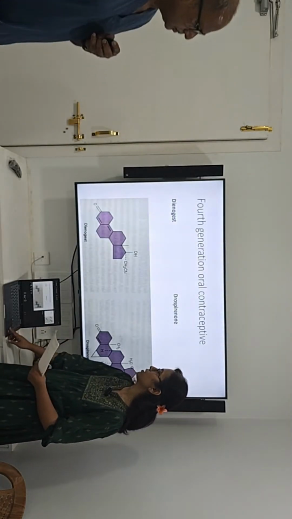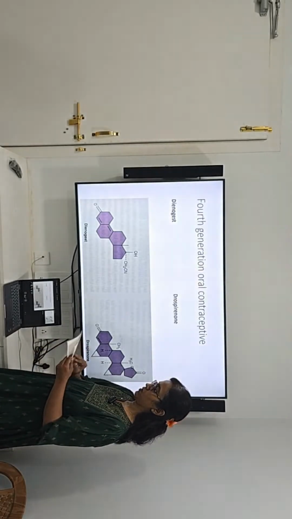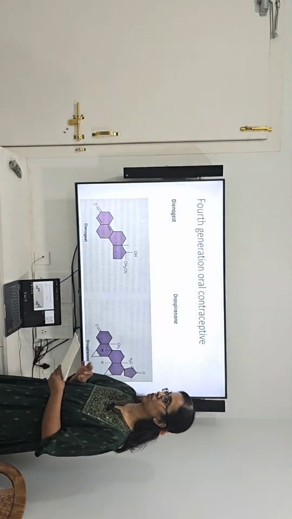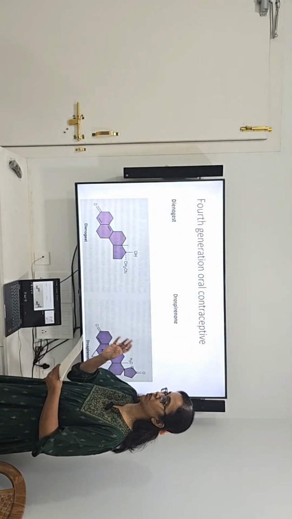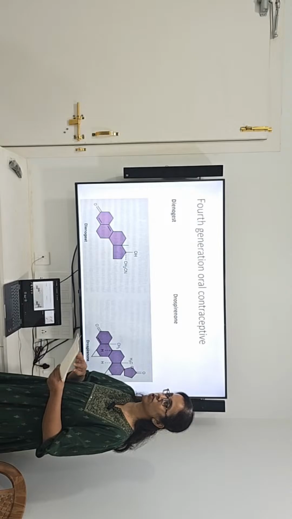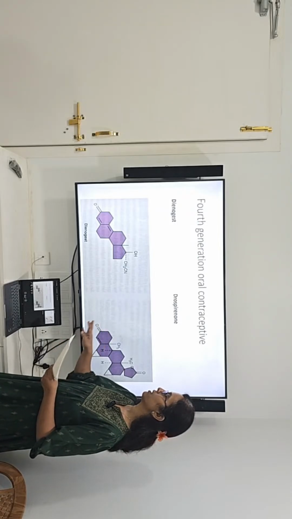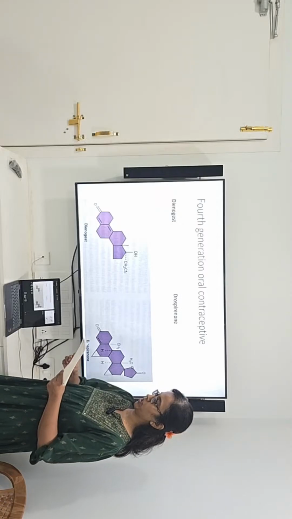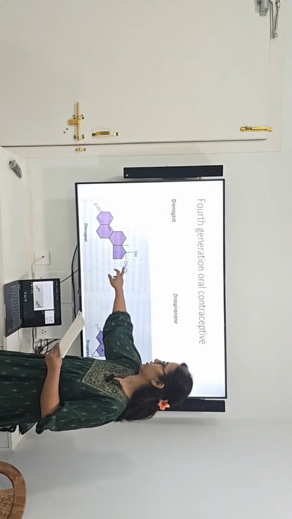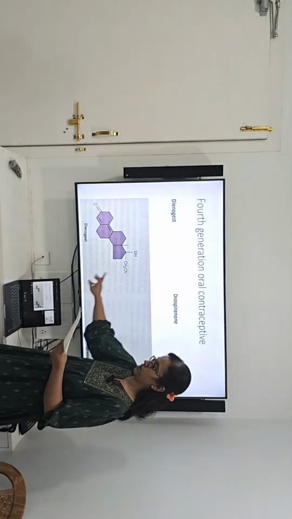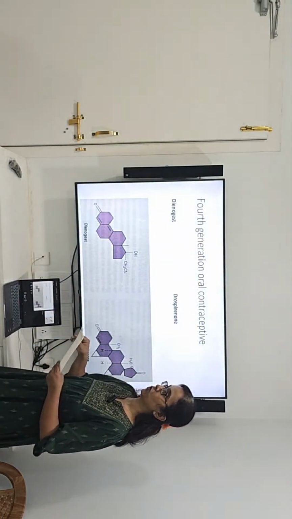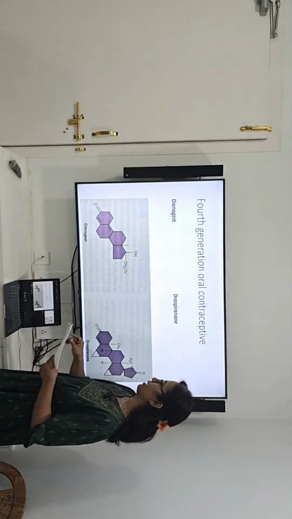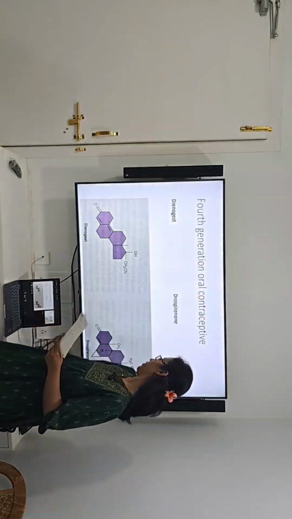Even dienogest is a direct derivative of testosterone and not norethisterone. Other progestogens were derivatives of norethisterone, but this is a direct derivative of testosterone. It has a cyanomethyl group at the 17th carbon atom, rather than an ethinyl group, which is there in norethisterone. And then at the 9th and 10th positions there is also a double bond.